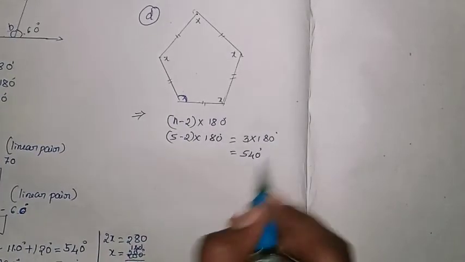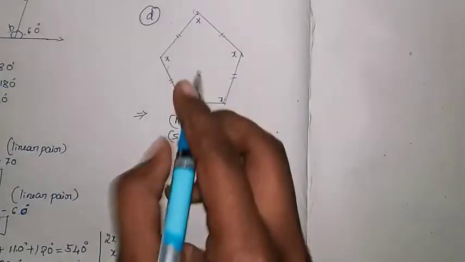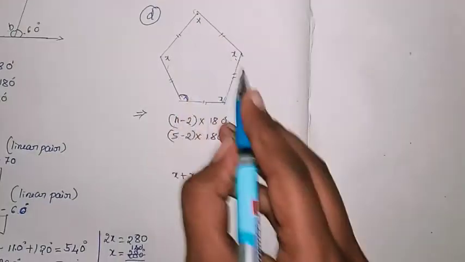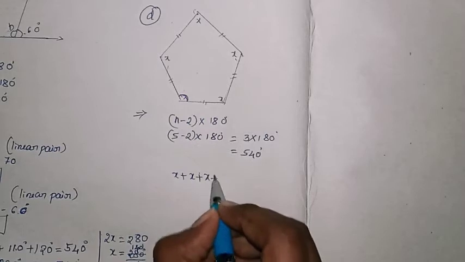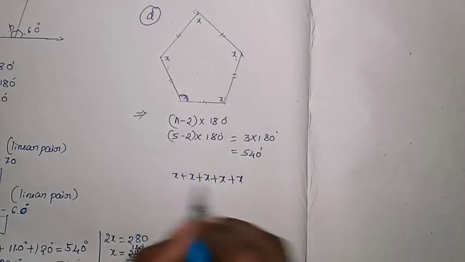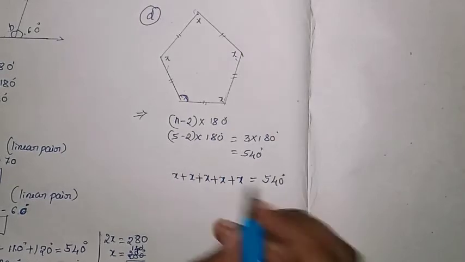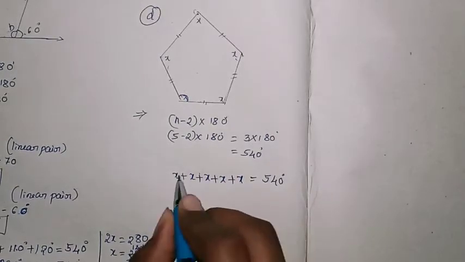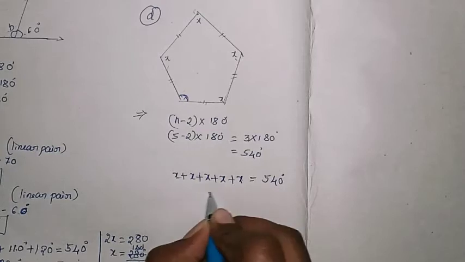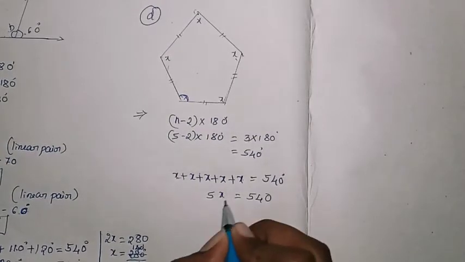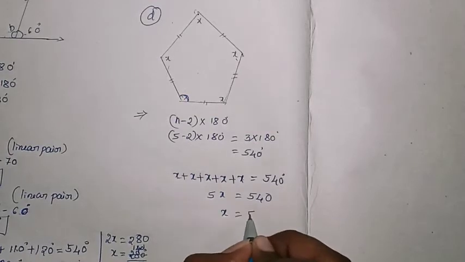So you get 540, that means the sum of the angles. So 1, 2, 3, 4, 5: x plus x plus x plus x plus x. There are 5 angles which is equal to 540 degrees. That means 1 plus 1 plus 1 plus 1 plus 1, so 5x is equal to 540 degrees. We want the x value, so x is equal to 540.